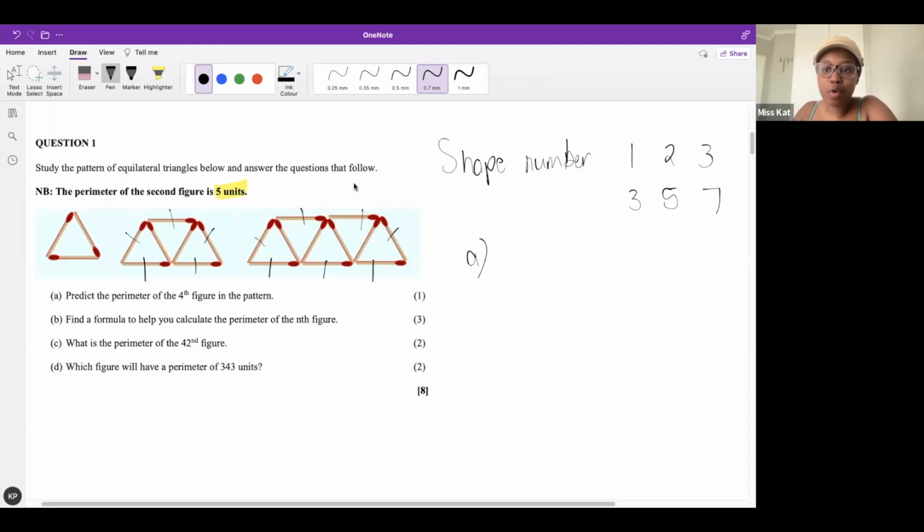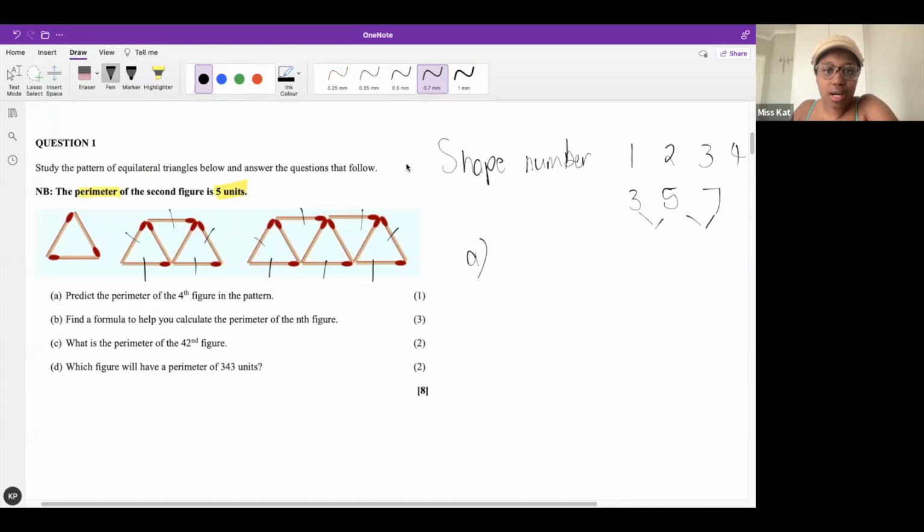In shape number 4, if you're looking at the pattern that we have here, 3, 5, 7. What's going on with this pattern? It's a pattern that has to do with perimeter. 3, 5, 7. There we go. We are adding 2. So if we're adding 2, what do you think shape number 4 will be? The perimeter of shape number 4.